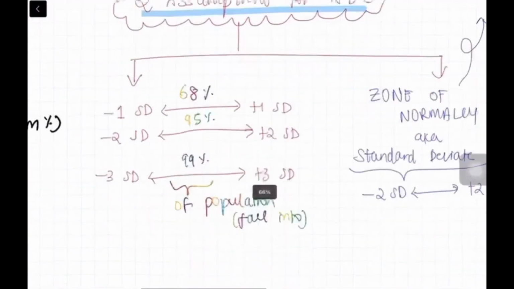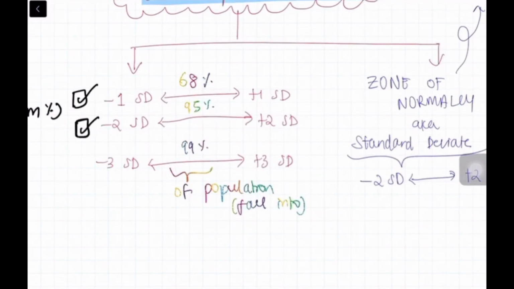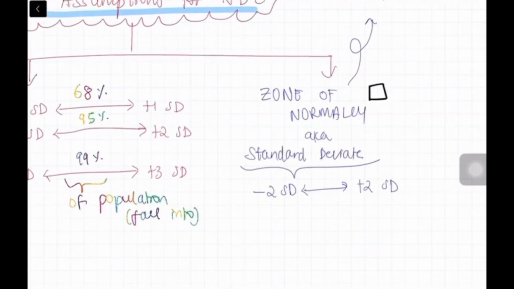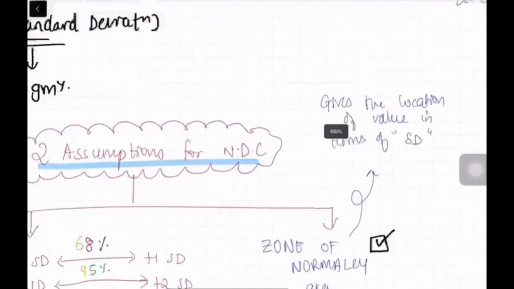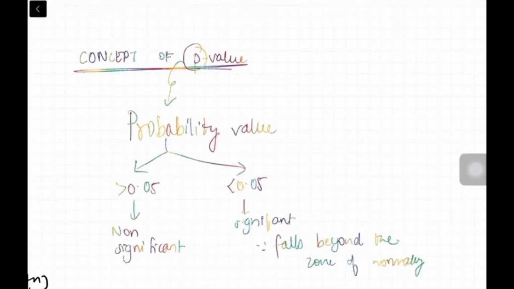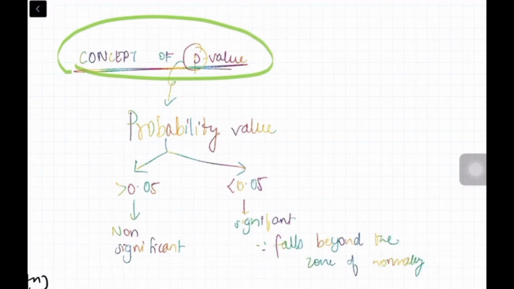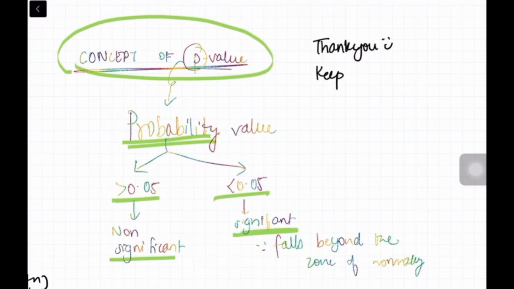And we also saw the assumptions for normal distribution curve. 68%, 95%, 99%, and zone of normalcy. We also saw the concept of p-value in this video. P stands for probability. Remember that less than 0.05 is significant, because the value falls beyond the zone of normalcy.